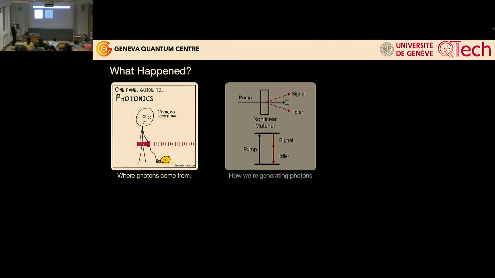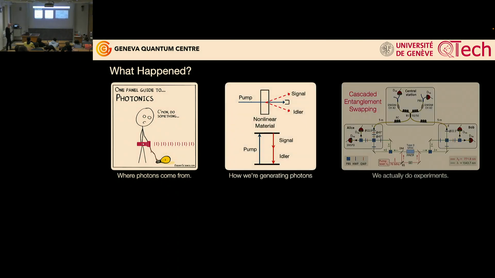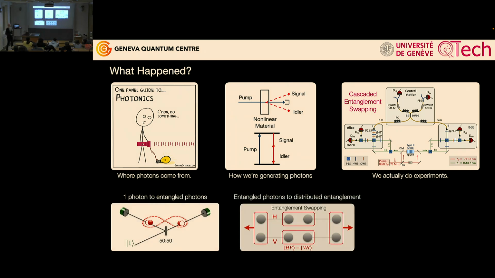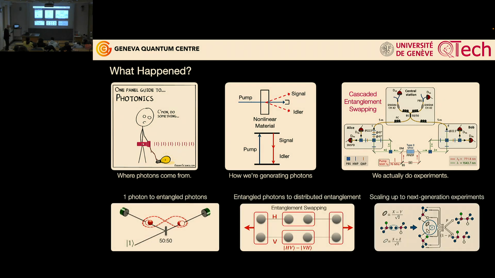I tried to tell you a little bit about where photons come from, or how we get our photons. Convince you with some stick figure drawings that we do some experiments, even if I didn't show you the fancy pictures of single photon detectors, and how we get from just one photon to entanglement to distributed entanglement, and a little bit of perspective, insight into where we think we might be going. So, thank you.